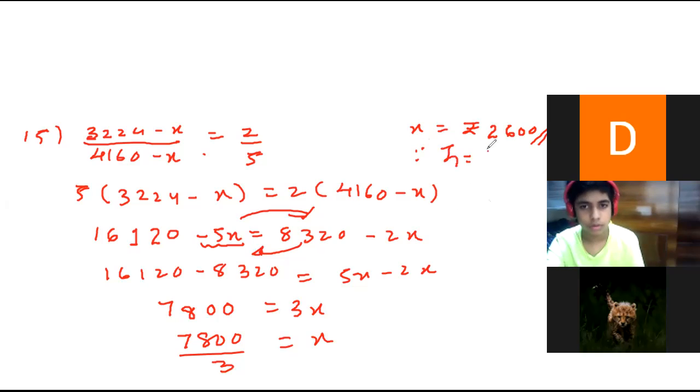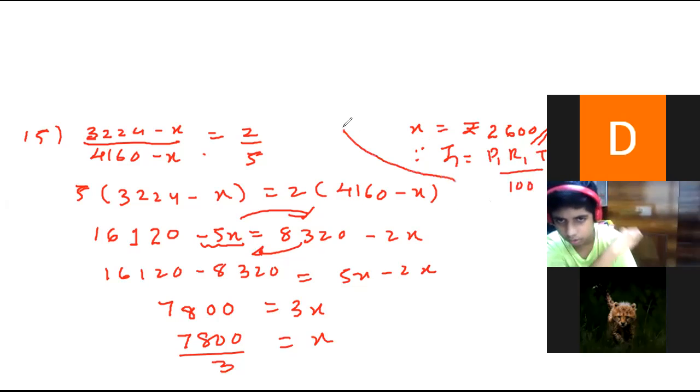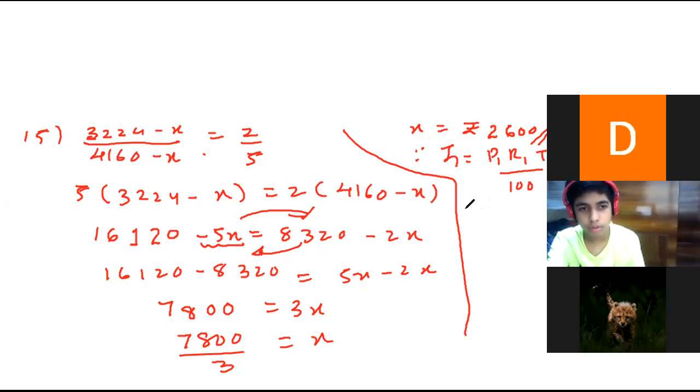Since I1 equals P1 R1 T1 upon 100, what is I1 we got? 3224 minus... Okay, first complete till this, then I'll explain. After this, I will explain in 5 lines. Done. Okay. Now you know the amount, you know the principal. You want to find R.